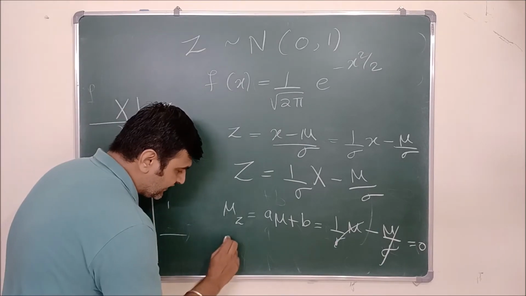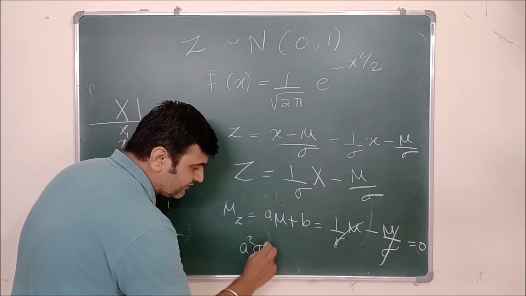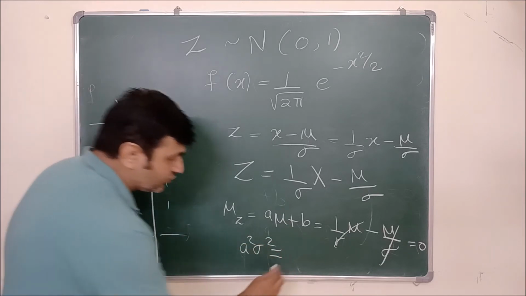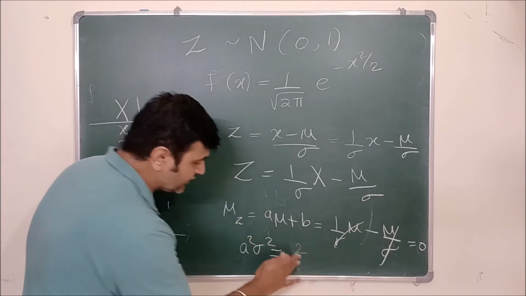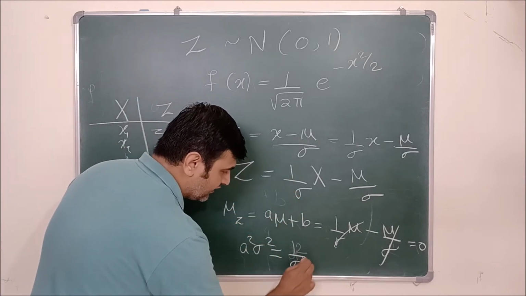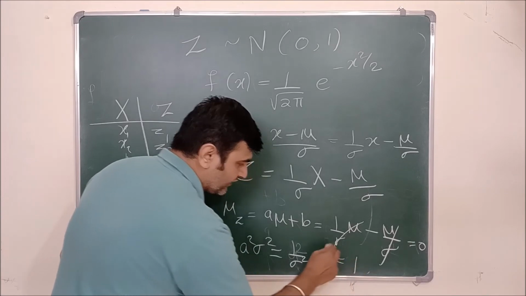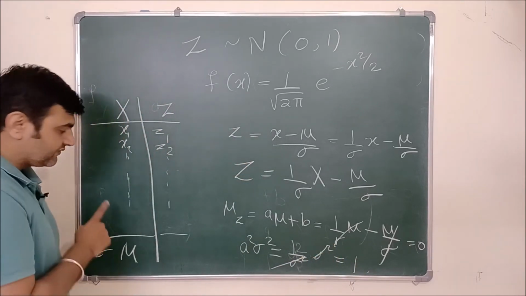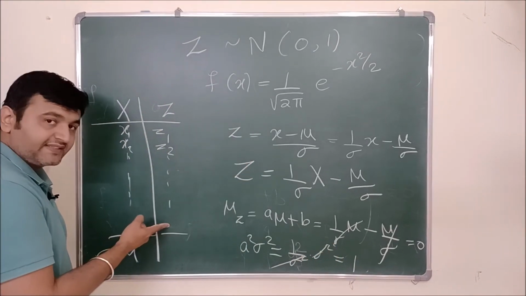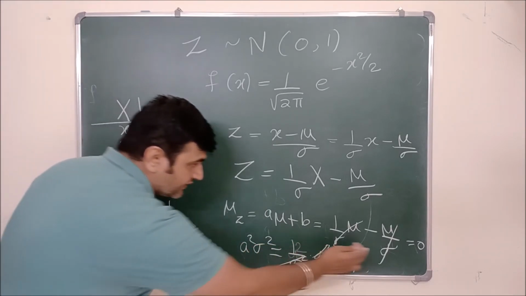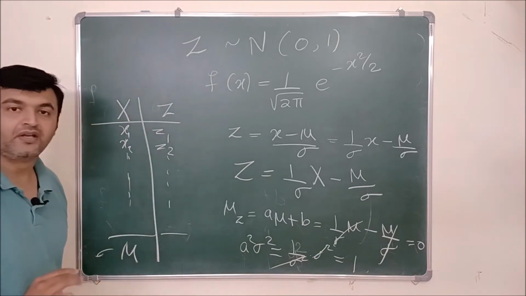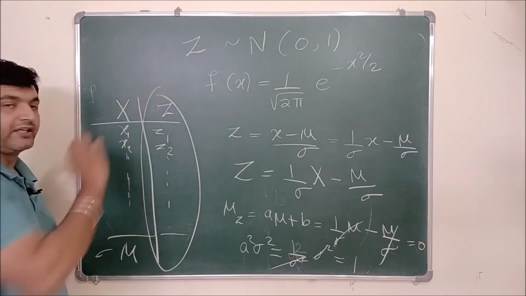What was the variance? The variance was nothing but a square sigma square, right? So a square into what is variance for this? Sorry, so what is my a over here? 1 upon sigma square into sigma square, which is 1. So this was a normal distribution. We are obtaining z by a linear change, which is again a normal distribution with mean 0 and the variance 1. So now you have a new set of data points.